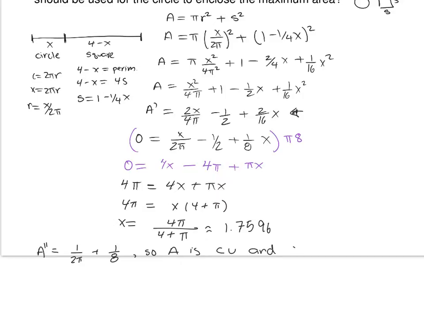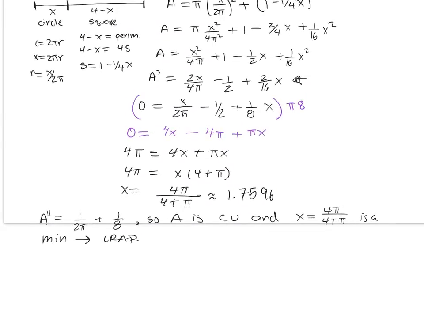And x equals 4 pi over 4 plus pi is a concave up, which means a minimum. Is that what you wanted? Okay, crap. Well, does that make sense? That is the correct conclusion, right? This is a minimum. We didn't want to find a minimum. We want to find a maximum, right?